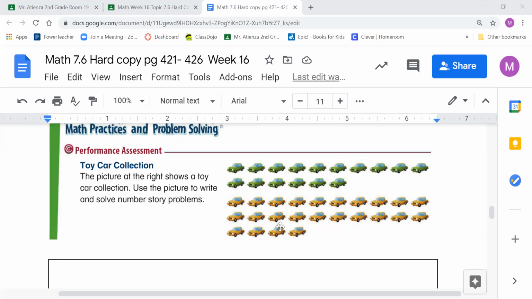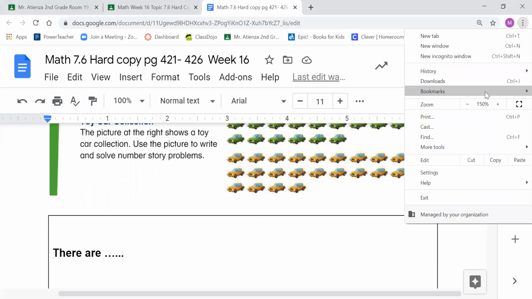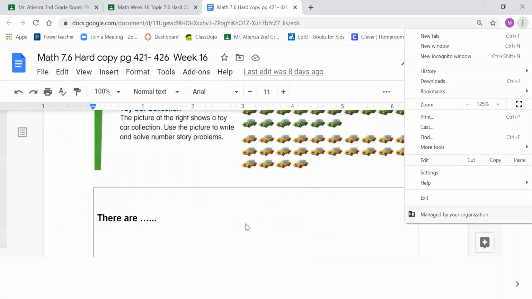Here's my pictures of the cars, and here's my words. The picture at the right shows a toy car collection. Use the picture to write and solve a number story problem. Now you can create any story problem here using the pictures.